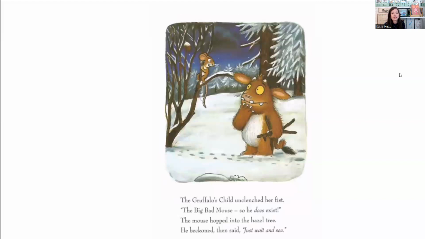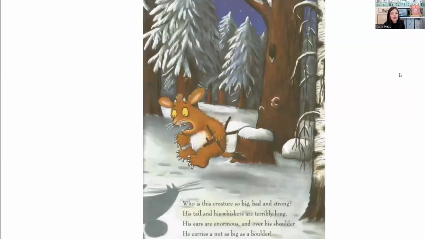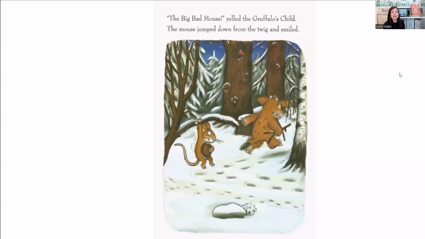The Gruffalo's child unclenched her fist. So the big bad mouse does exist? The mouse hopped into the hazel tree. He beckoned, then said, just wait and see. Out came the moon. It was bright and round. A terrible shadow fell onto the ground. Who is this creature so big, bad, and strong? His tail and his whiskers are terribly long. His ears are enormous, and over his shoulder he carries a nut as big as a boulder. The big bad mouse, yelled the Gruffalo's child. The mouse jumped down from the twig and smiled.